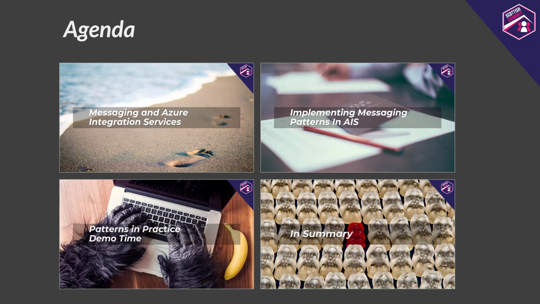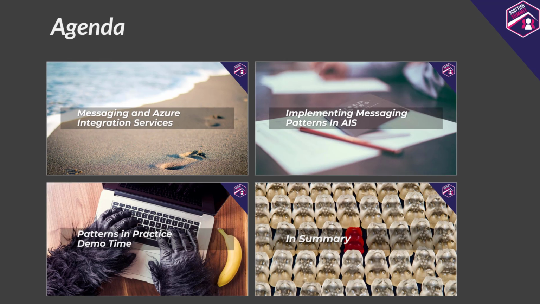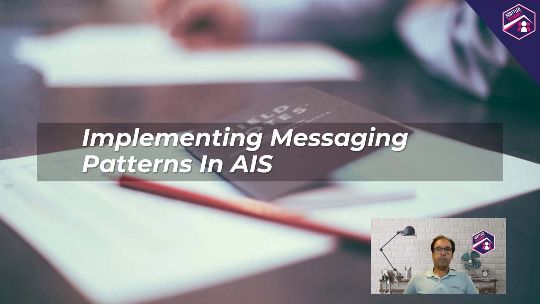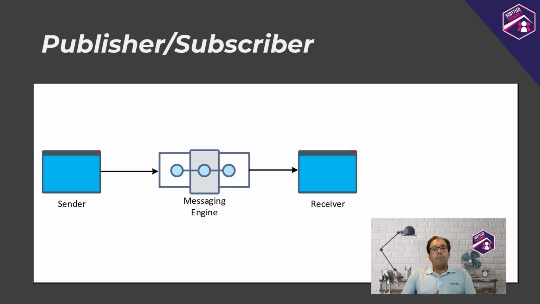Now that you understand a little bit about the messaging and how those services hang together, let's think about some of the very common messaging patterns and how those patterns fit into the AIS model, or how you can use the components on AIS to create those patterns. So the first pattern that we're going to talk about is the publisher-subscriber.